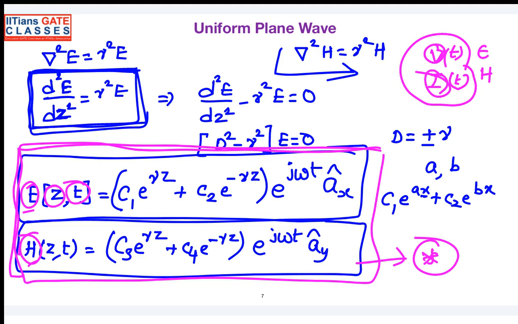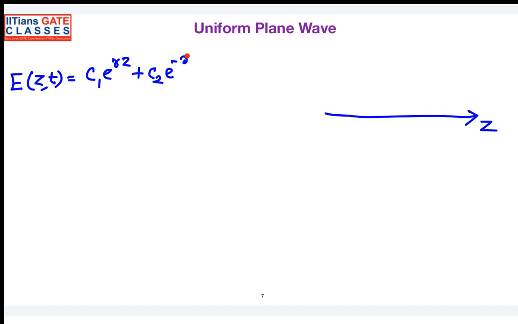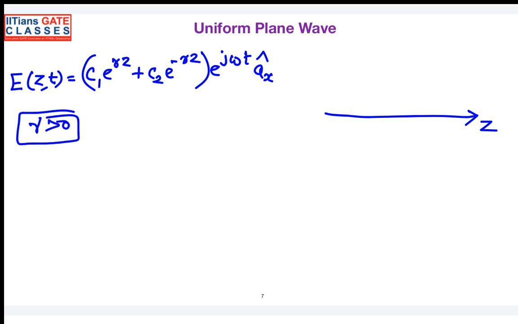Now I have a basic question. You have to answer me. So sir, you said that the wave is happily propagating along z direction, and now you got the equation something like this: E of z comma t is equal to C1 e power gamma z plus C2 e power minus gamma z into e power j omega t into ax cap. So I have a basic question here. Suppose gamma is just basically a number. You forget about that. So let us say gamma is positive in certain applications. So in that case, what does this equation represent?